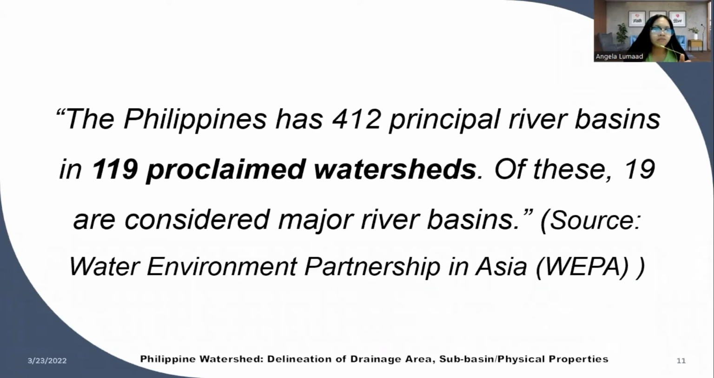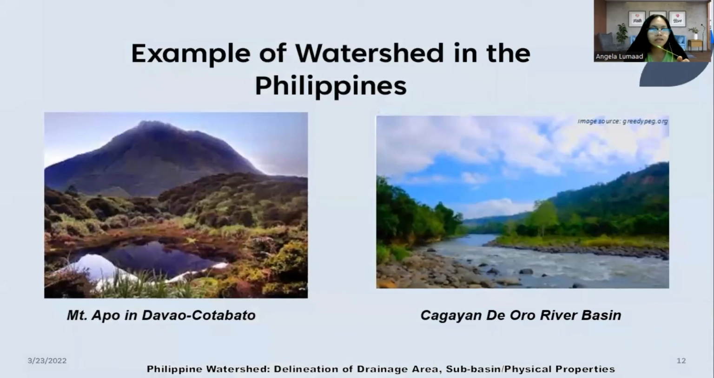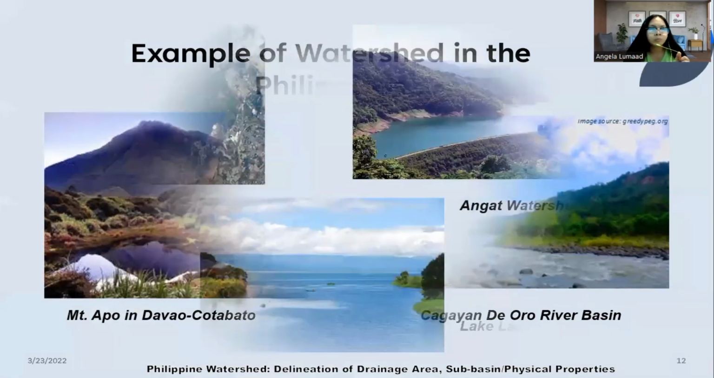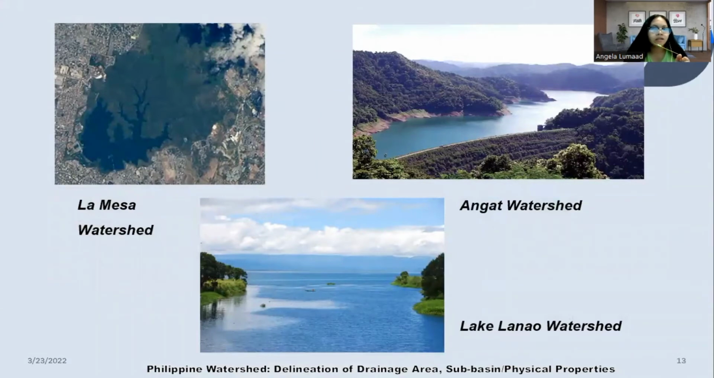According to the Water Environment Partnership in Asia, or WEPA, the Philippines has 412 principal river basins and 119 proclaimed watersheds. Of these, 19 are considered major river basins. Here are some examples of watersheds in the Philippines: Mount Apo in Davao Cotabato, Cagayan de Oro River Basin, which is the largest watershed in the Philippines, La Mesa Watershed, Angat Watershed, and Lake Lanao Watershed.